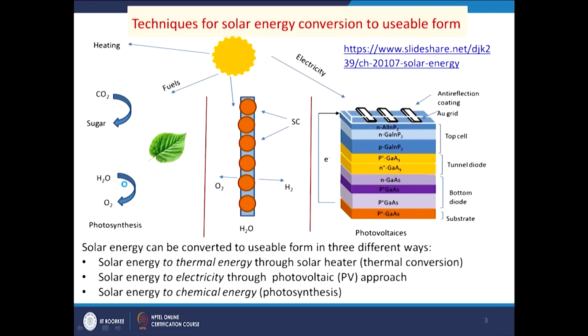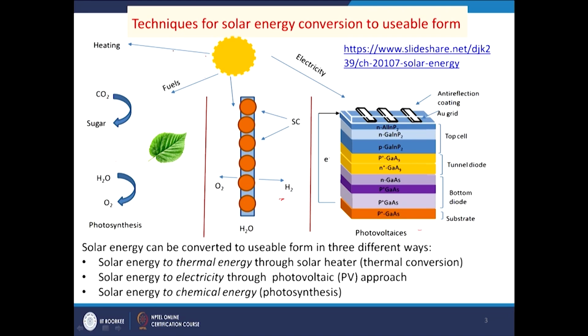If you see, solar energy can be used in different forms, through different routes. Solar energy is converted to organic materials through plants by photosynthesis. Solar energy can be used to produce hydrogen through photocatalysis routes. Solar energy can be converted to electricity through photovoltaic routes.